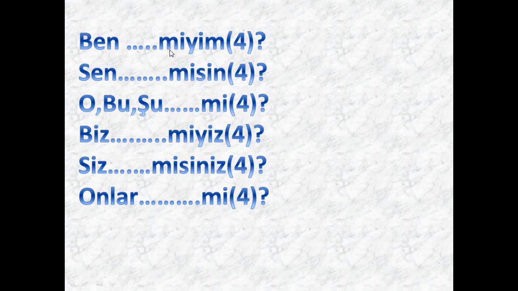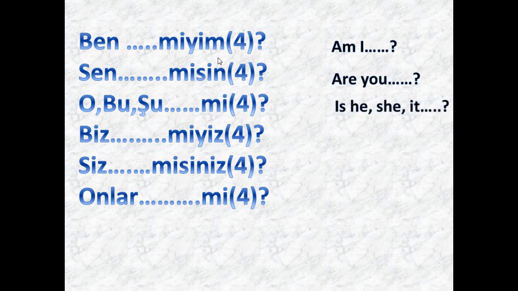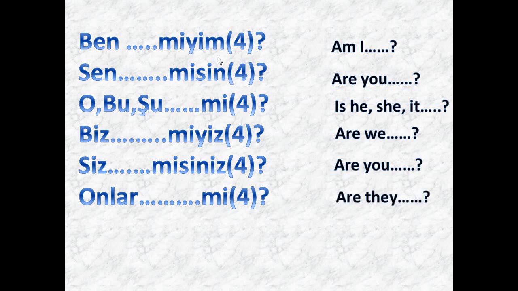Okay. So we have ben miyim. It means am I. Sen misin means are you. O mu? Like is he, is she, or is it. Here we have biz miyiz, which means are we. And here we have siz misiniz, which means are you. And we have onlar mı, which means are they.